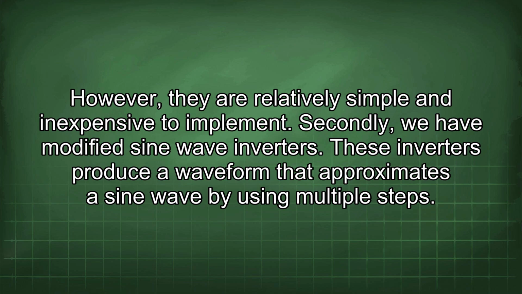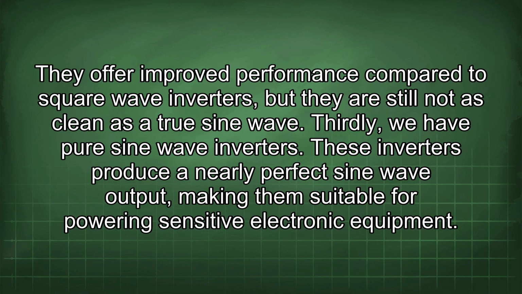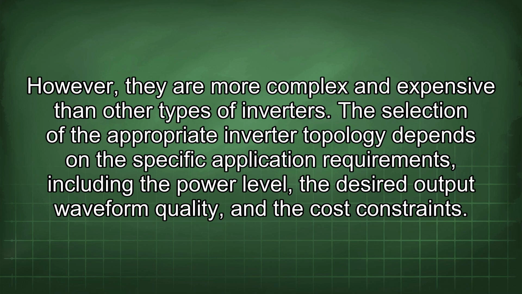Secondly, we have modified sine wave inverters. These inverters produce a waveform that approximates a sine wave by using multiple steps. They offer improved performance compared to square wave inverters, but they are still not as clean as a true sine wave. Thirdly, we have pure sine wave inverters. These inverters produce a nearly perfect sine wave output, making them suitable for powering sensitive electronic equipment. However, they are more complex and expensive than other types of inverters.